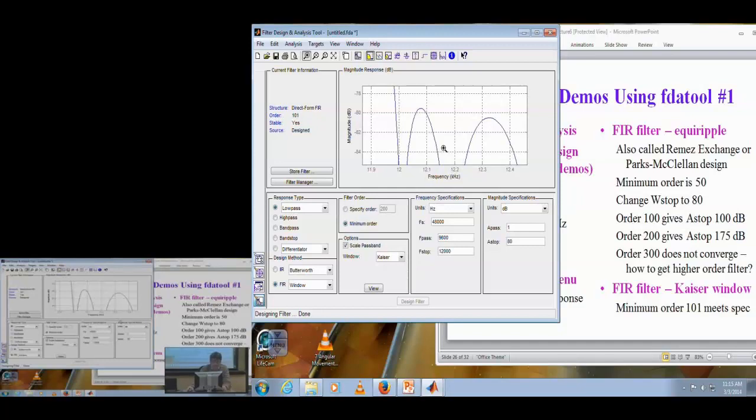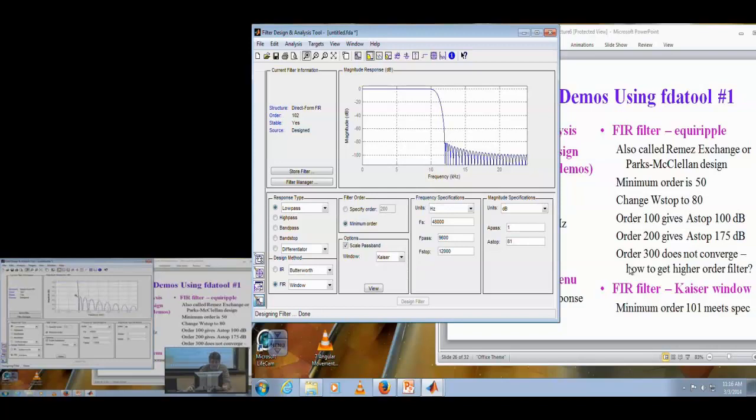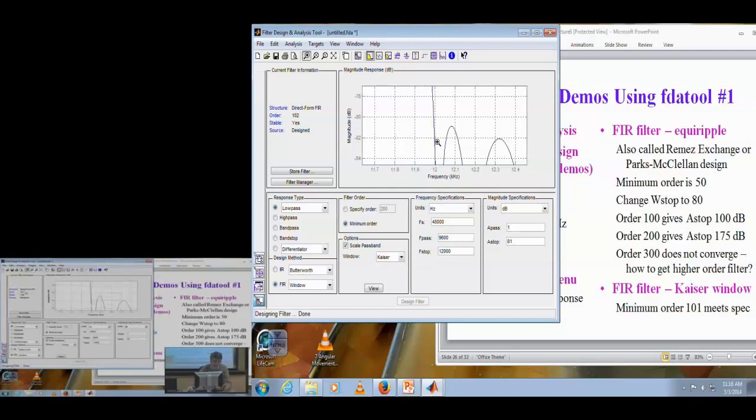Less than 1 dB. So what do you do? We just increase the stop band. Right, increase the stop band attenuation. Let's go to 81 instead of 80. And it looks good now. Yeah. And we increased by 1 order. So it's 102nd order instead of 101st.